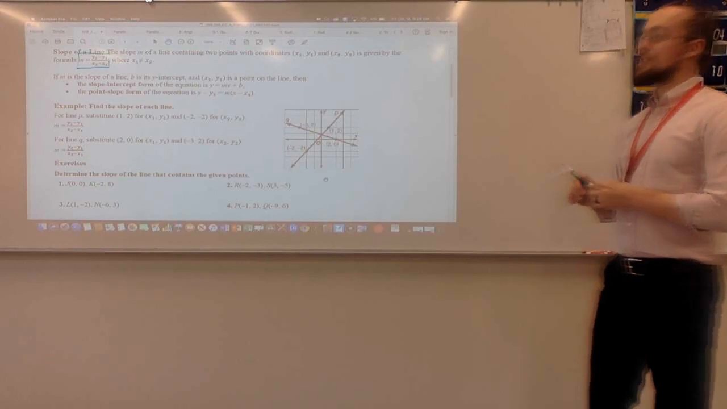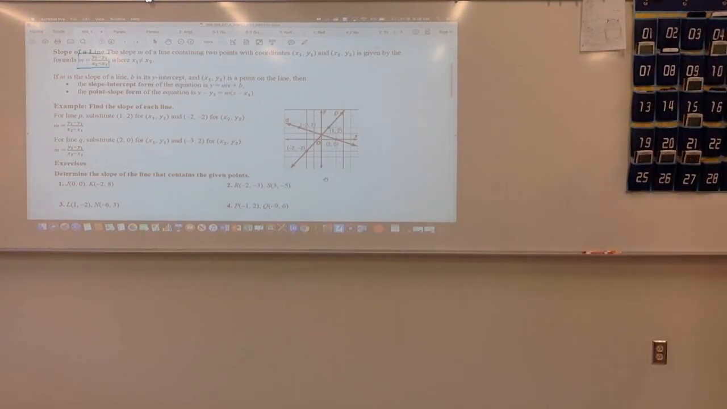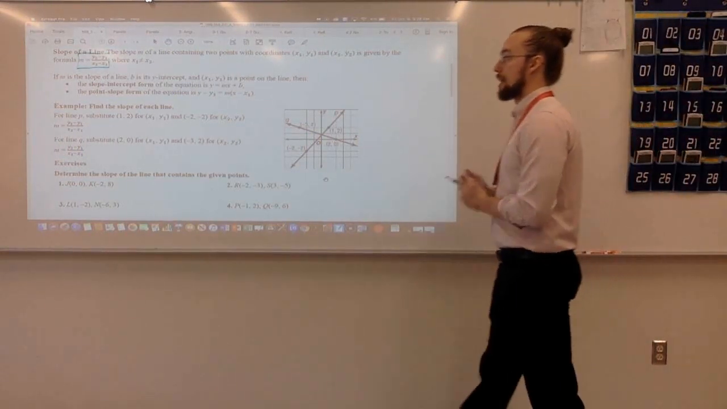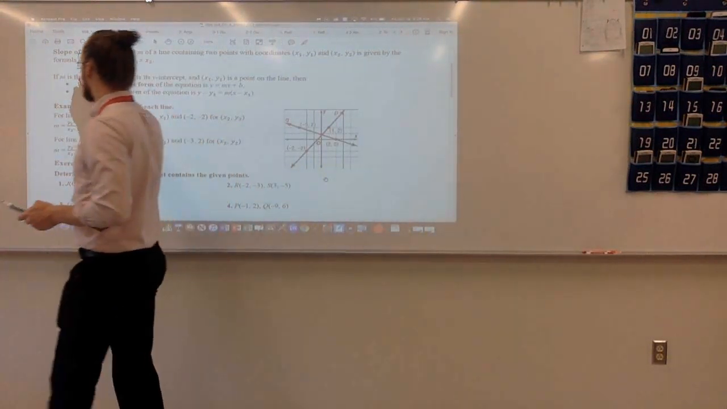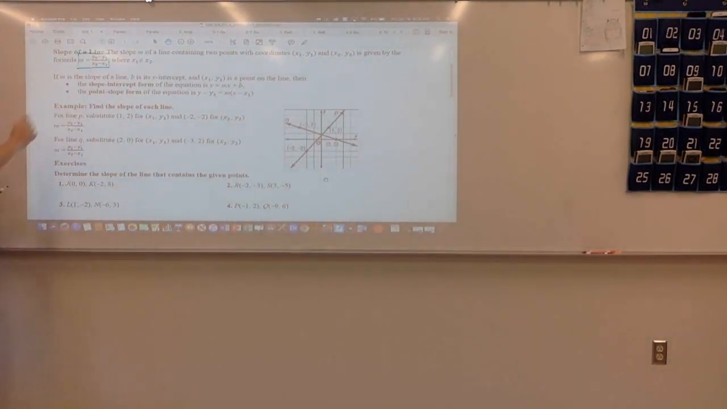My slope formula is up here at the top: y2 minus y1 over x2 minus x1. So I'm just taking the difference in my y coordinates over the difference in my x coordinates. So let's jump right into an example of that.